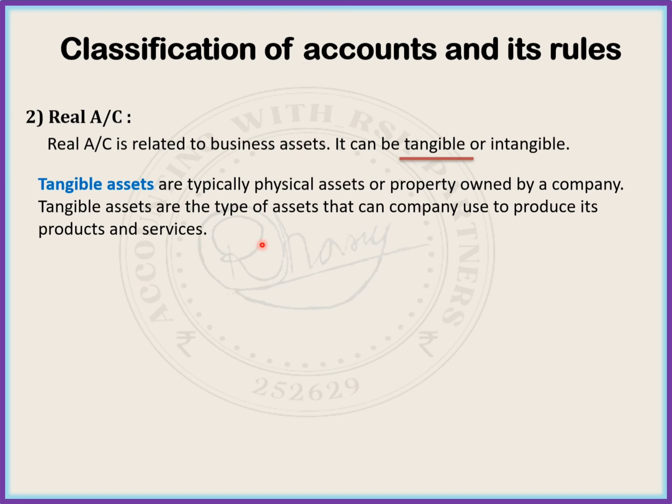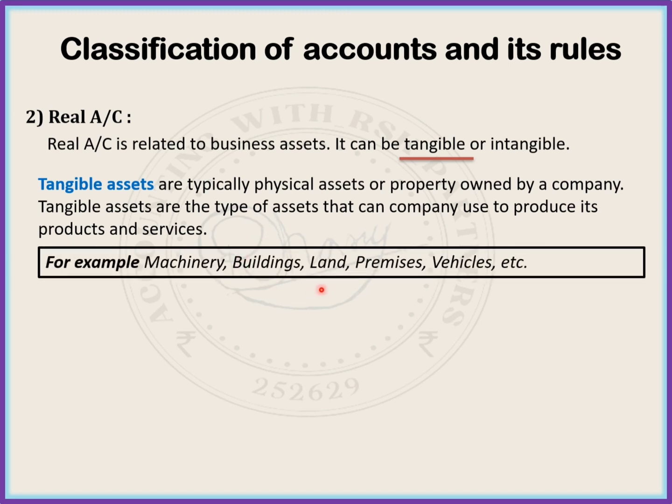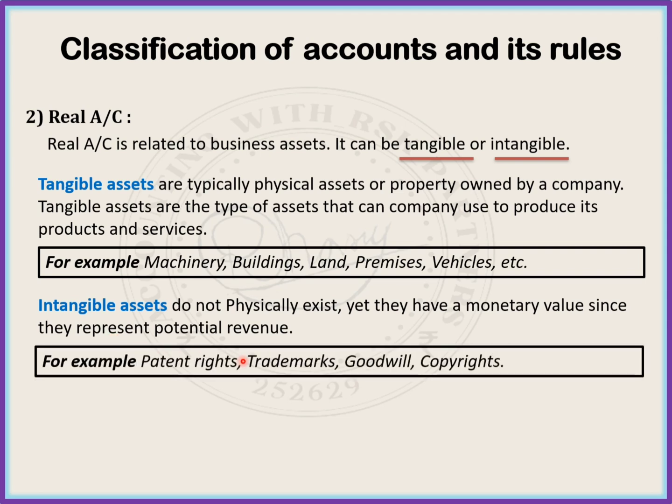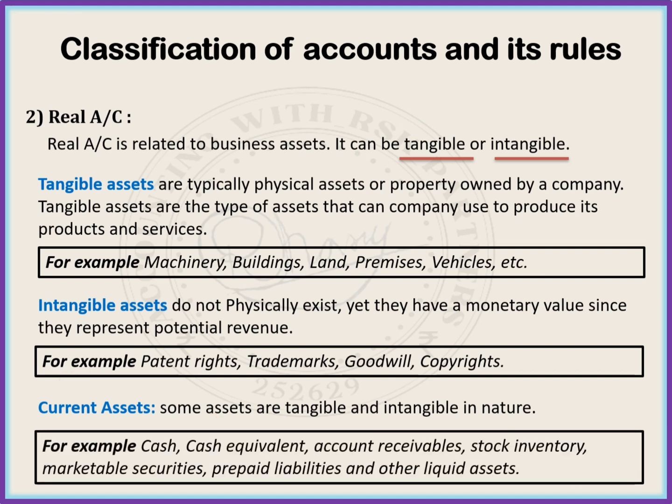For example, machinery, buildings, land, premises, vehicles, etc. Next, intangible assets. Intangible assets do not physically exist, yet they have a monetary value since they represent potential revenue. For example, patent rights, trademarks, goodwill, copyrights. Okay, sometimes we have assets that are tangible and intangible in nature. These assets are called current assets. For example, cash equivalents, accounts receivable, inventory, marketable securities, prepaid expenses, and other liquid assets.